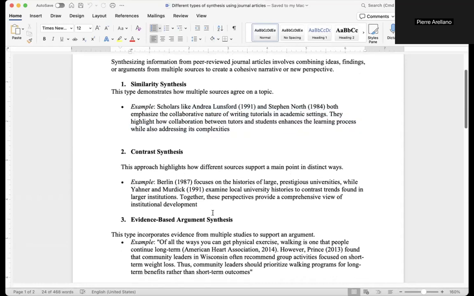Contrast synthesis: Berlin focuses on the histories of large, prestigious universities, while Jaeger and Murdoch examine local university history and contrast trends found in large institutions.